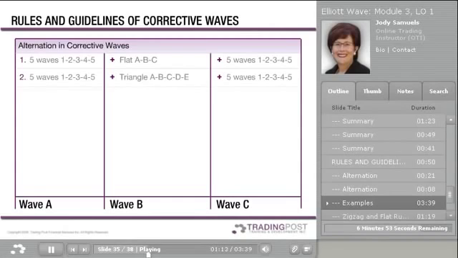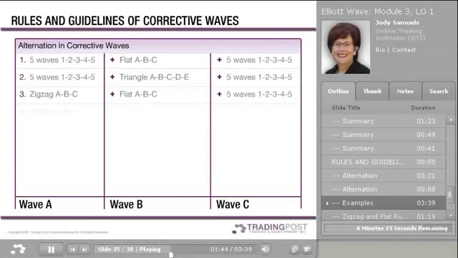Example 3 is a little bit more complex. A forms an ABC zigzag, so in itself it looks like the correction is done, right? ABC 5-3-5 correction, it looks done. One would expect at this point for wave 5 to follow. But what you see instead is another correction in the form of an ABC flat. That forms the B, followed by the 5-wave C leg.